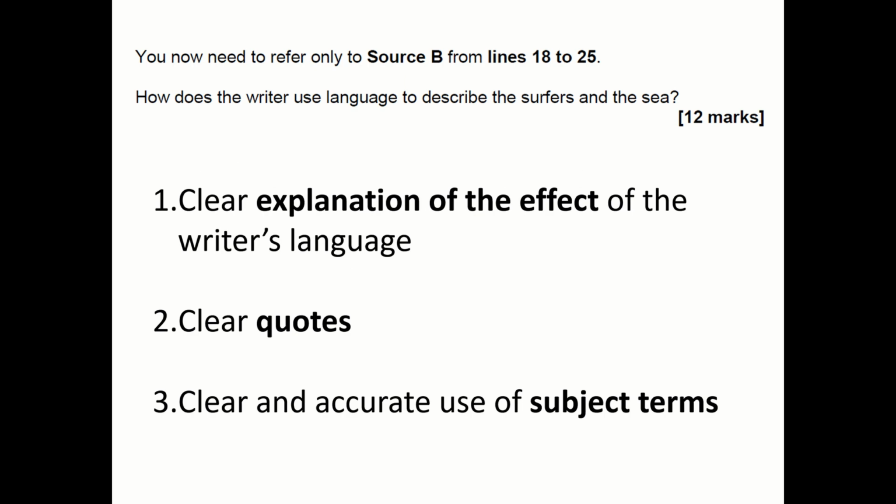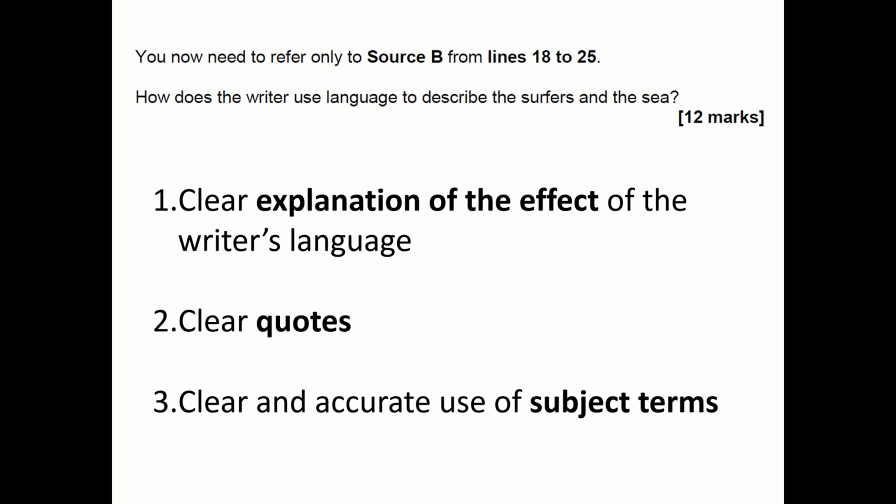Now this is from paper 2 of the AQA exam, and it tells us we only need to refer to source B from lines 18 to 25. And this particular text is about surfers, and we're going to look at an extract that the question refers to. And the question is, how does the writer use language to describe the surfers and the sea?